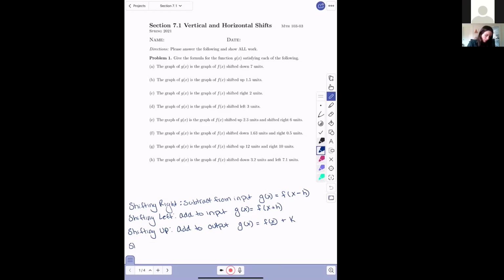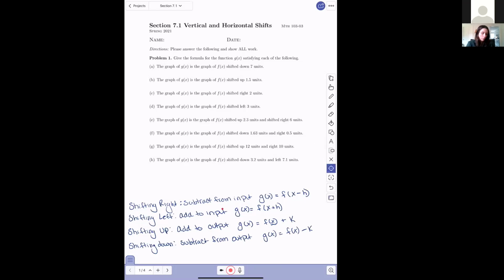And lastly, if we shift down, we're going to subtract from output. So we'd have g of x equals f of x minus k.